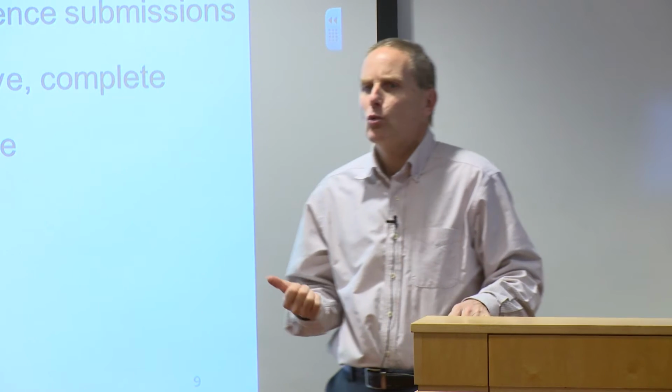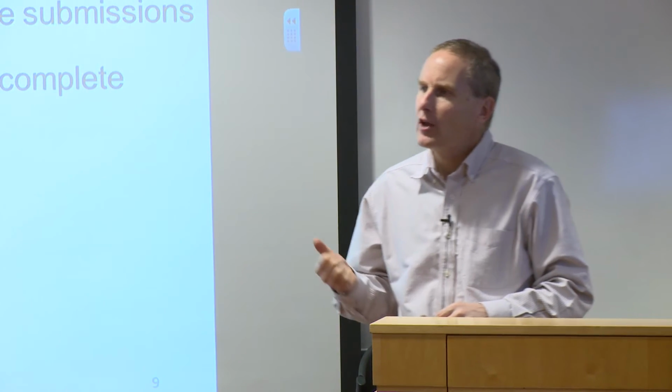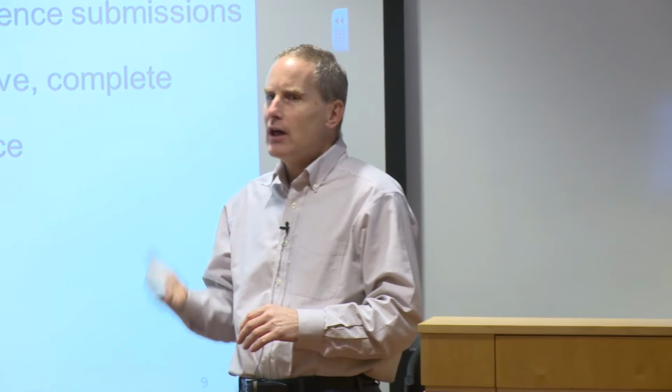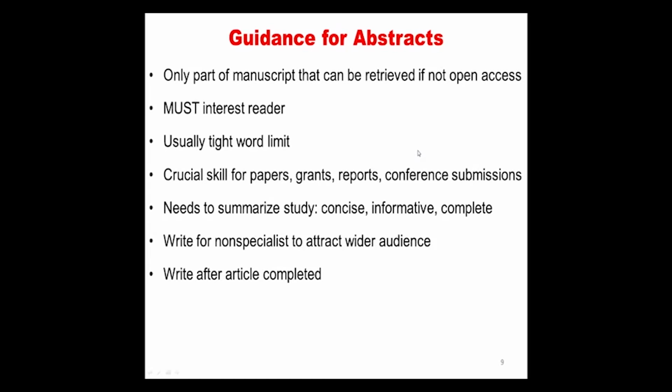Usually there's a very tight word limit, 200 words, 250 words, 300 words, so you have to be very concise. There's a lot of information you have to get into an abstract. It's a crucial skill not only for papers, but also for lots of other things that are going to be important in your careers. If you submit a paper to a conference, there's an abstract that goes in. That abstract will be used to judge whether your paper should be allowed into the conference, maybe for an oral presentation. If you write a grant, the abstract is what the reviewers will first look at. It's their first impression of it.